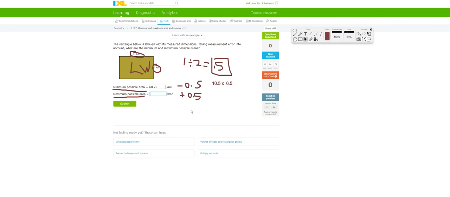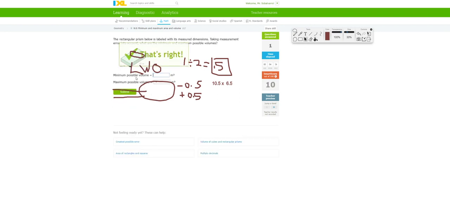I subtracted. Now, for the maximum, I'm going to add 0.5. So that would be 11.5 times 7.5, and in this case it will be 86.25. So this is the range of the area for this shape. Notice the lowest will be 68.25 and the highest will be 86.25, so somewhere in between is where the area will be. This is more or less how to estimate maximum and minimum. If I submit it, there it is.